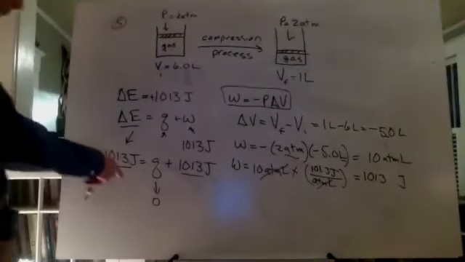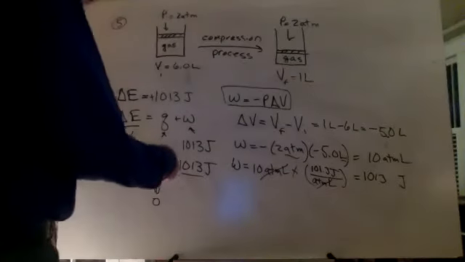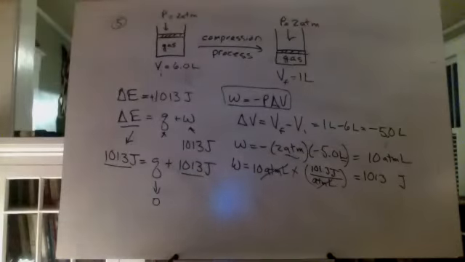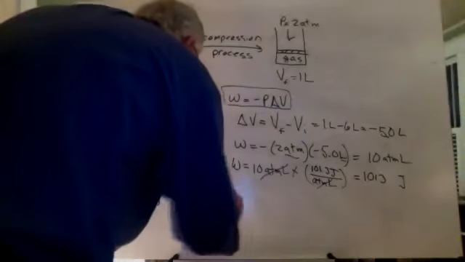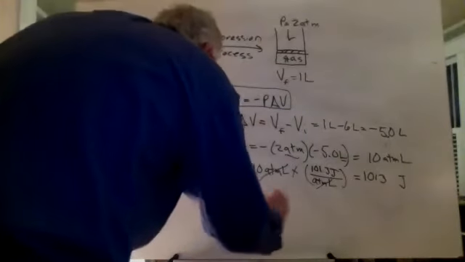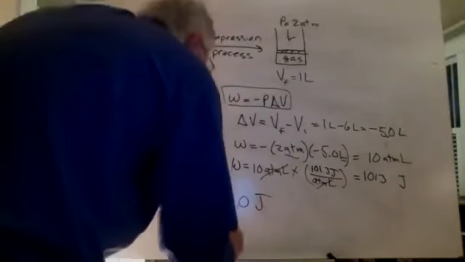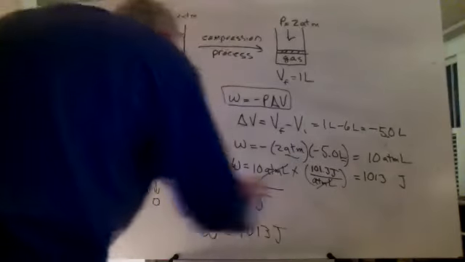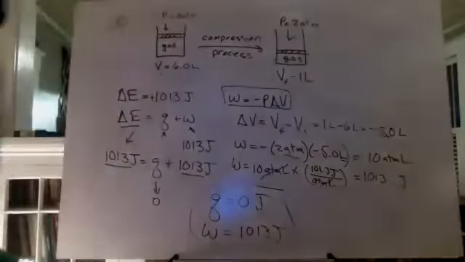Because 1,013 plus 0 is equal to 0 plus 1,013. So we have Q equal to 0 joules, and the work for the process is equal to 1,013 joules. And that's the answer to question number 5.